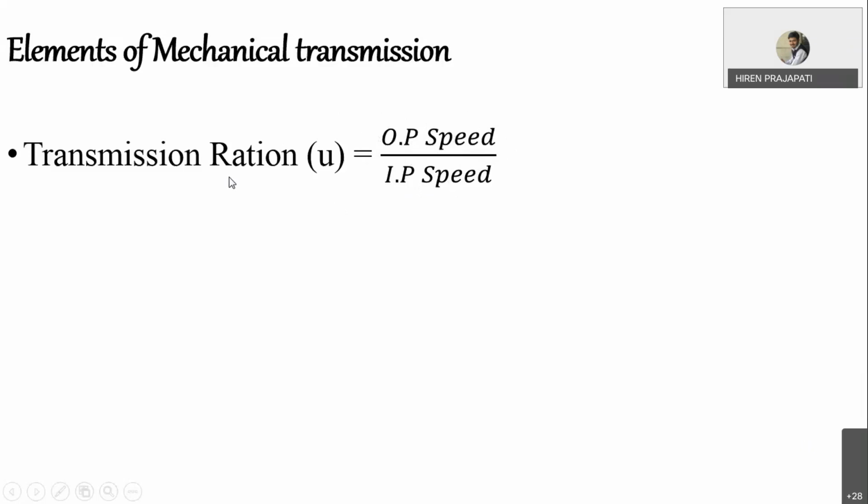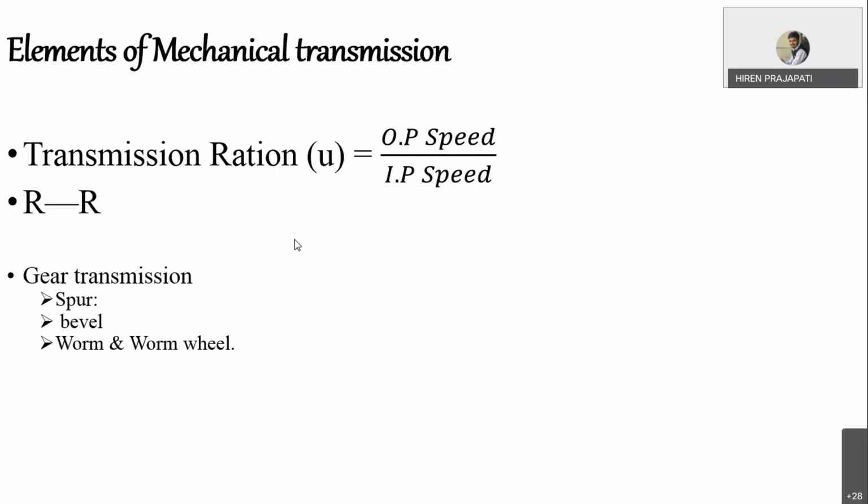So transmission ratio is very important because it is the speed ratio between the output operative element and the input operative element. Now we'll see transmission ratio for different mechanical transmission systems, first of all rotary to rotary. To get rotary to rotary motion transmission, we generally use gear as a positive drive. We can go for three different gear drives: spur, bevel, worm and worm wheel. And the second is belt transmission, open belt and cross belt transmission.